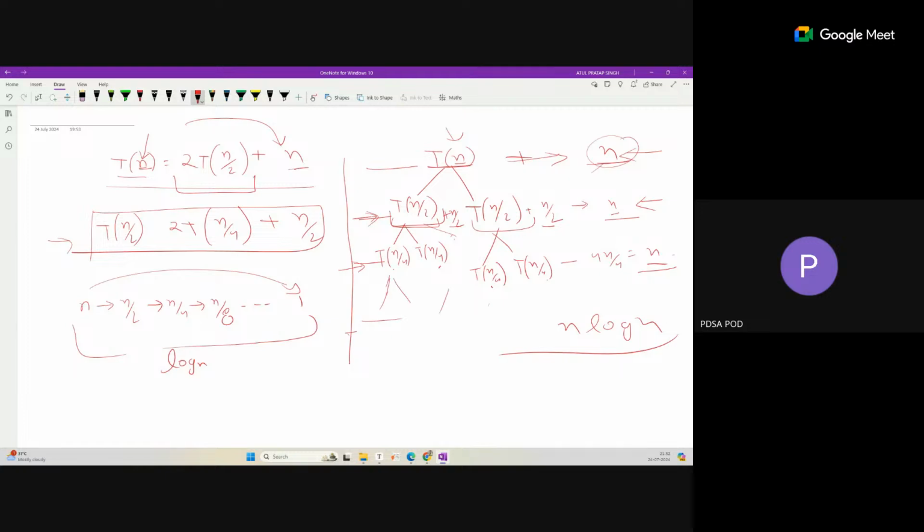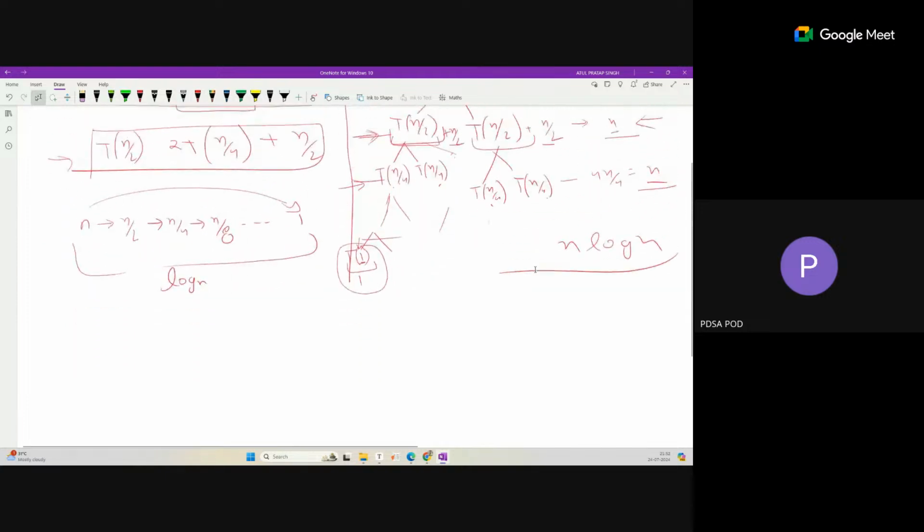So at last you will reach T1, correct? So n by 2, n by 4. In the last you will reach T1. And for T1, if we are getting a single element, we will not do anything. So this operation is a constant operation, 1. After that, it will not expand. So this is the base case of the algorithm. At this level also you will get a total of n operations. So the last level has a total of n times T1 operations.